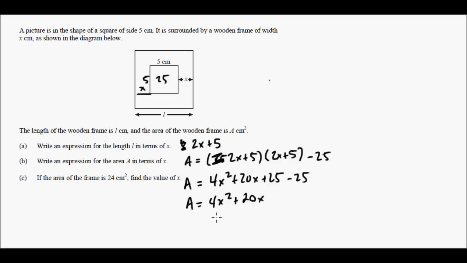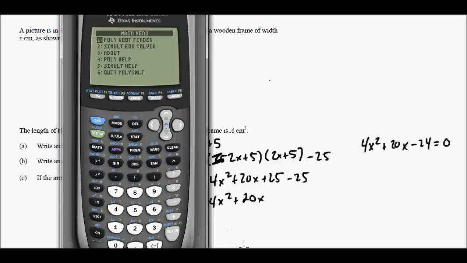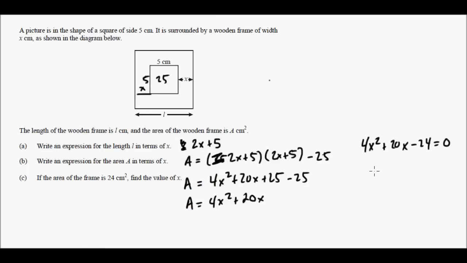Okay? Now, they say it equals 24, so let's just move it over here, and we'll go 4x squared plus 20x minus 24 equals 0. Okay, I made it equal to 24, and I just moved it over. Again, you can factor this out, but I'm not going to waste time doing this. I'm going to go straight into Polyroot Finder next, and it still has my old numbers in there, 4, 20, and negative 24. And then let's solve it. Okay, it's negative 6 and 1. Obviously, negative 6 is not going to work, so x equals 1. So it's going to be 1 centimeter.